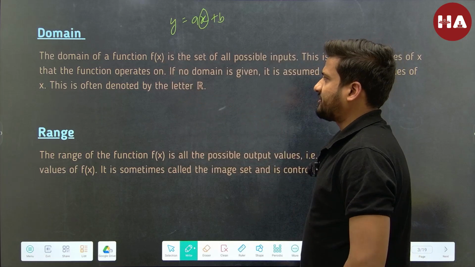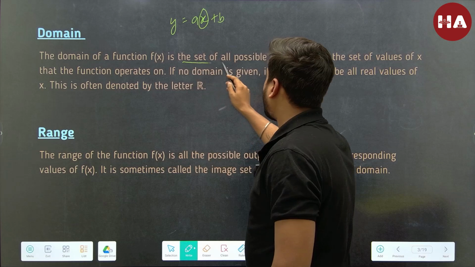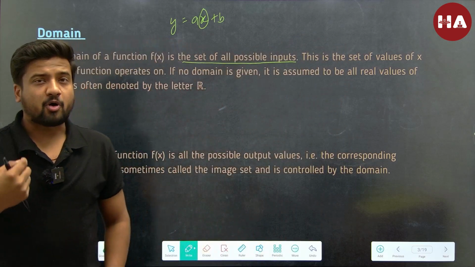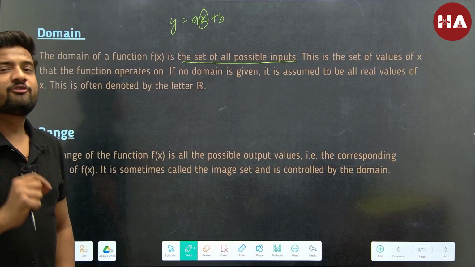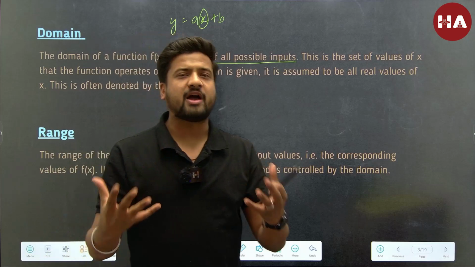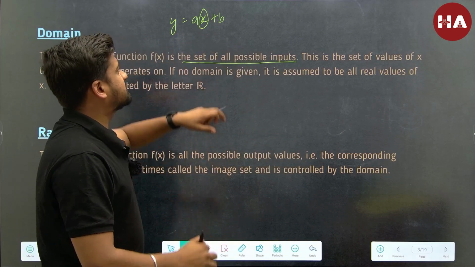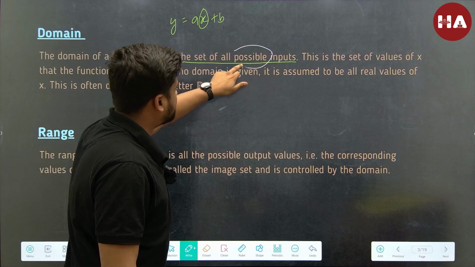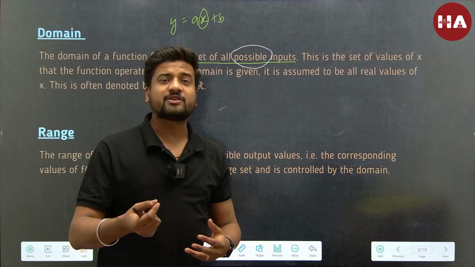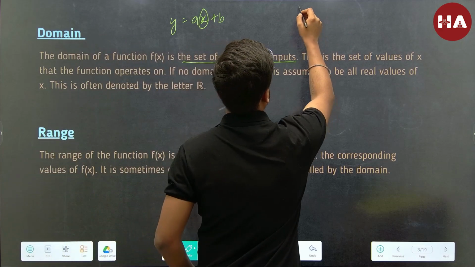Let's read the definition also. The domain of a function is the set of all possible inputs. That's what I just said. The possible values of x for which the function is defined. We can never say all values of x, right? The possible values of x, this word possible means what? Possible here means the values of x for which the function will still be defined. Let me give you an example.